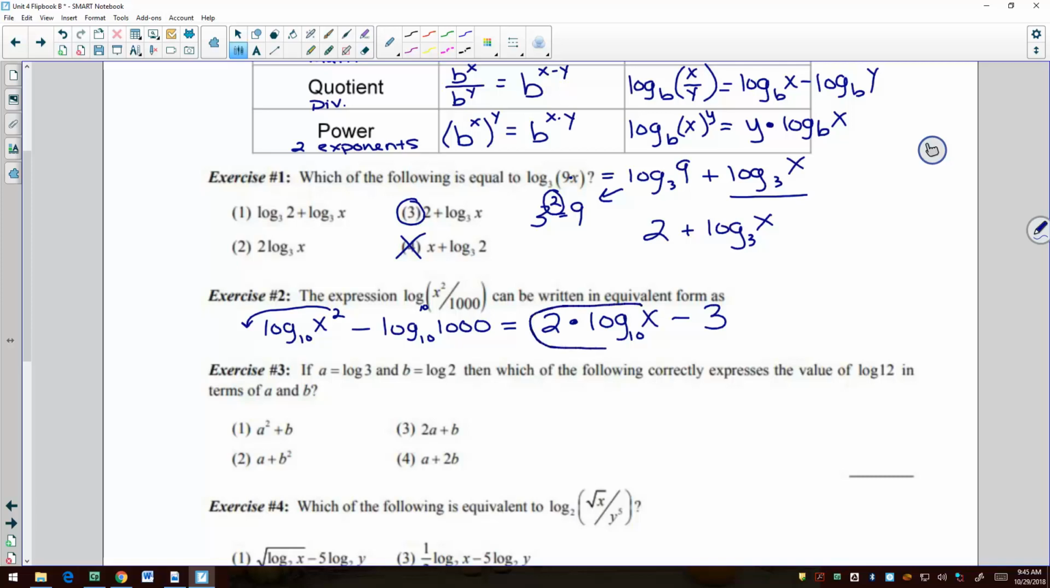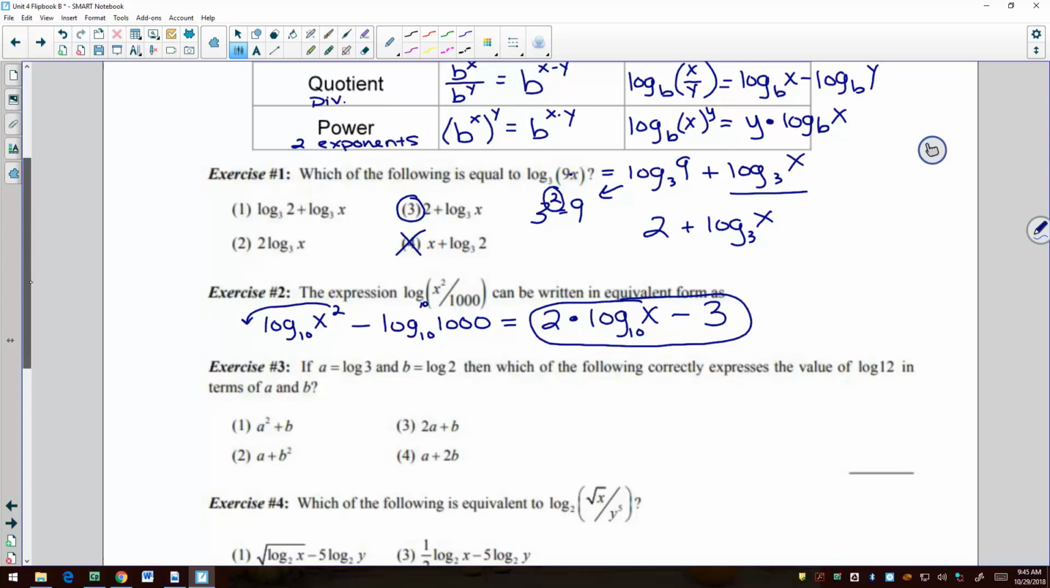You can't simplify this anymore because we don't know what x is, and we don't know what it equals. If they told us this whole thing equals 100, then yes, we could go on and solve for x, but you're just simplifying.